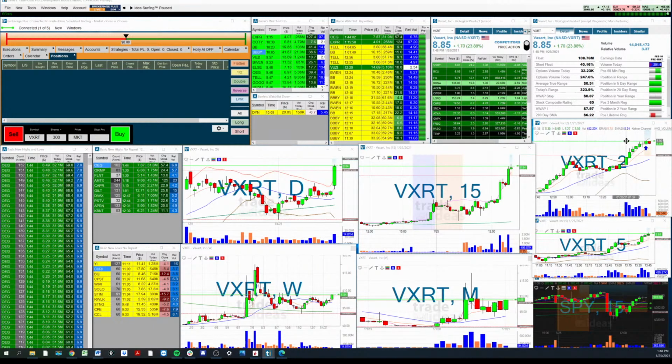Well, I think the moment of truth is coming up here for this one. There's the 8 EMA right up here. If it pierces that, 874 looks like on the 2-minute chart. And that's the VXRT.